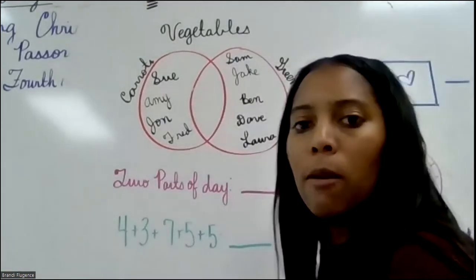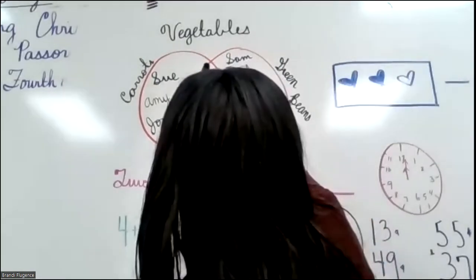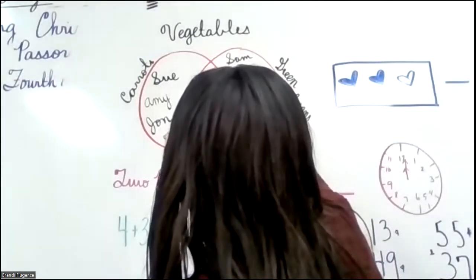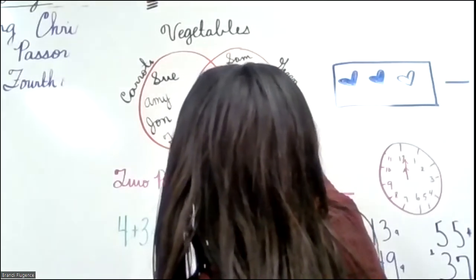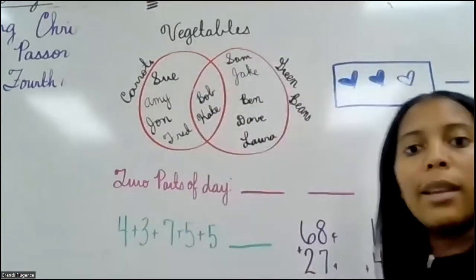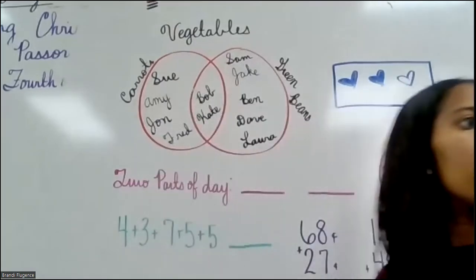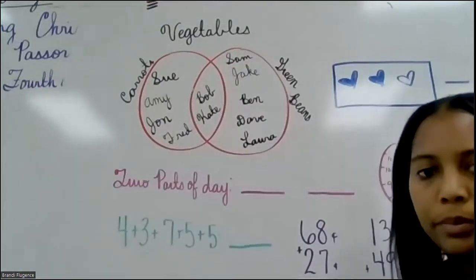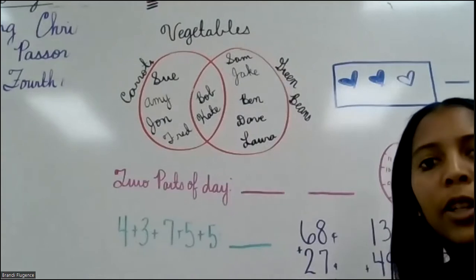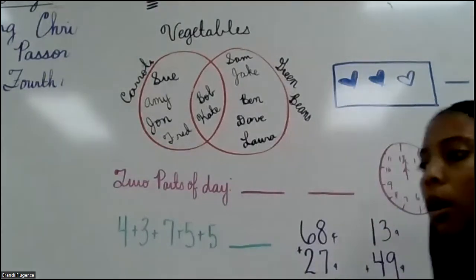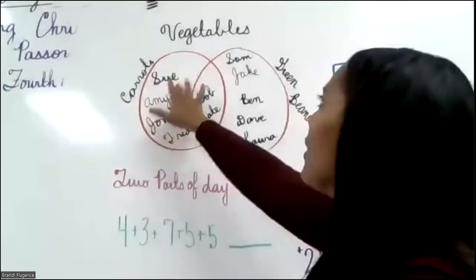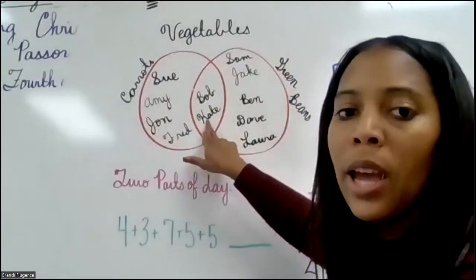Okay? Then we have Bob and Kate, who said their favorite was both. Okay? So we have the names filled in on our Venn diagram about who likes which vegetable best. So we have the carrots, the green beans, and then in the middle we have both.